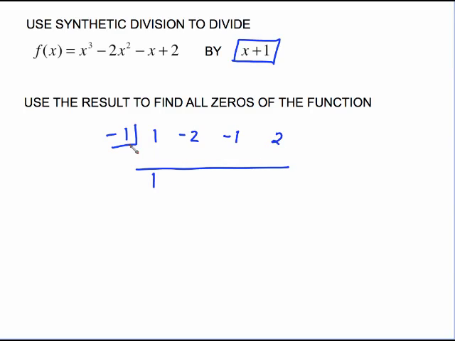Start my synthetic. Negative 1 times 1 is negative 1. Add and get negative 3. Negative 1 times negative 3 is 3. Add and get 2. Negative 1 times 2 is negative 2. Gives me 0. Yippee. It does verify that that was a 0.